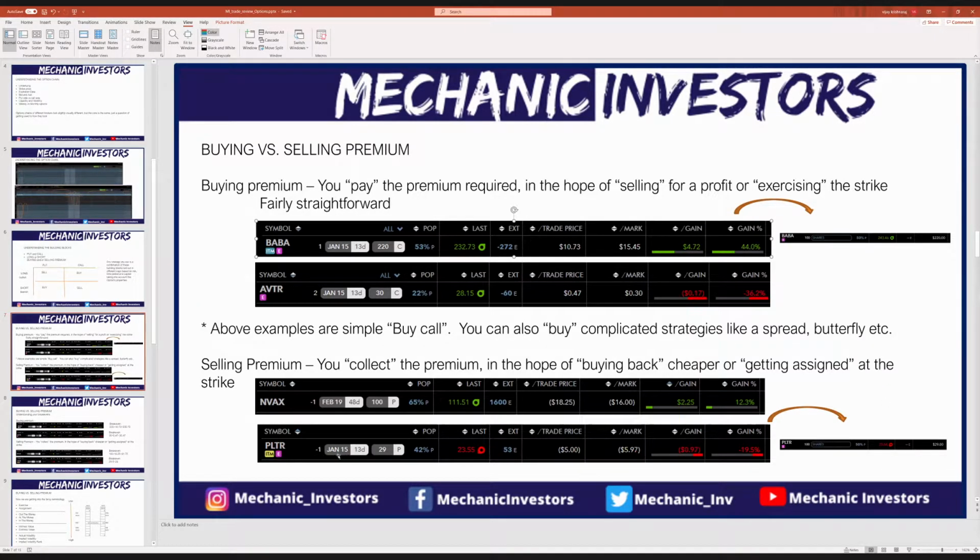So PLTR, again, one contract, I sold a put and somebody was willing to pay me $5 because I don't know where they bought it, but they want to protect their investment at 29 bucks. So they're willing to pay me $5 for their investment. Okay. So what happened here? Again, I just want to show you what can happen as a consequence. We are going to talk about the terminology in the next slides, but what can happen as a consequence, right?